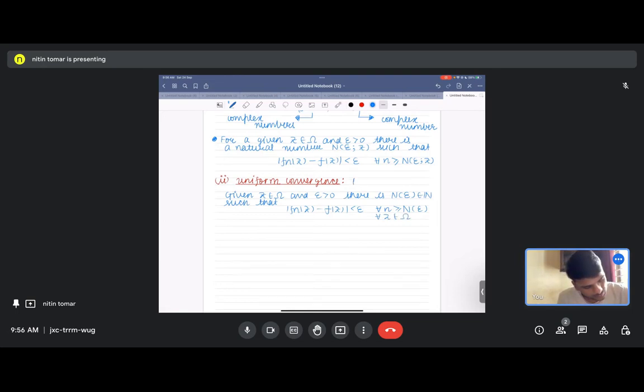So we say f_n, this sequence, converges uniformly to f on omega if for given epsilon greater than 0, there is a stage which depends only on epsilon, such that the distance between f_n(z) and f(z) can be made smaller than epsilon for every n after this stage, and this holds for every point z in omega.